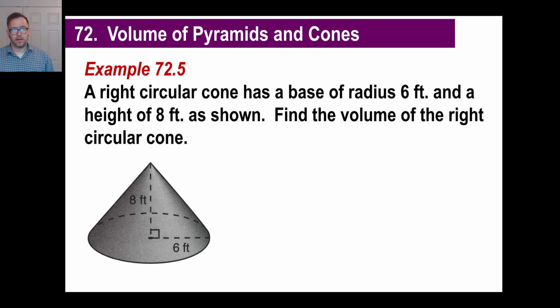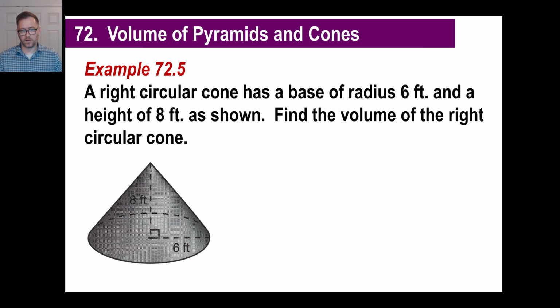Here's another one. A right circular cone has a base of radius 6 feet and a height of 8 feet. Find the volume of the right circular cone. Well, all we need to do is imagine that this is a big circular cylinder filled with juicy dolphin-bit tuna. We figure out what that is, and we just divide by 3, and we're done. Here's a right circular cone. Boom, there it is. That's 6 feet here. We find that, we multiply by the 8, we just divide by 3, right?